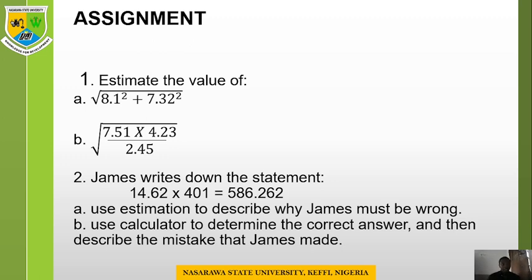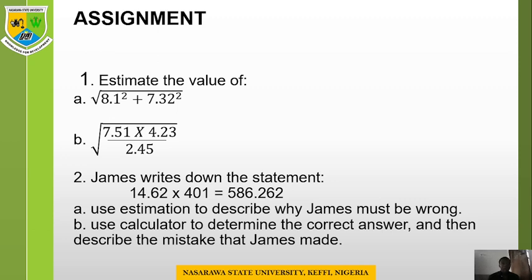Alright, the next question is James writes down the statement 14.62 times 401 equals 586.262. A, use estimation to describe why James must be wrong. B, use a calculator to determine the correct answer and then describe the mistake that James made.